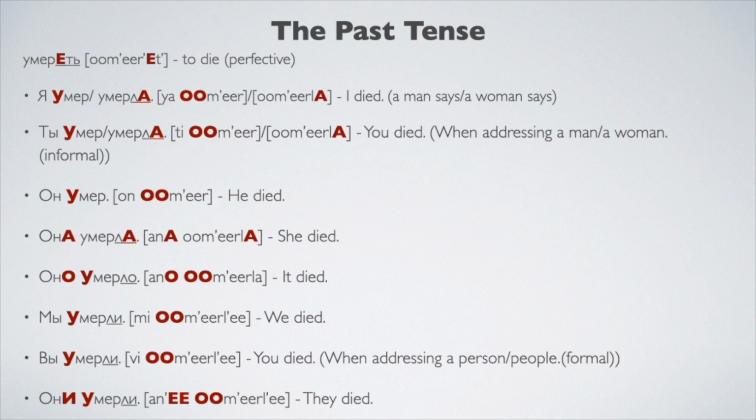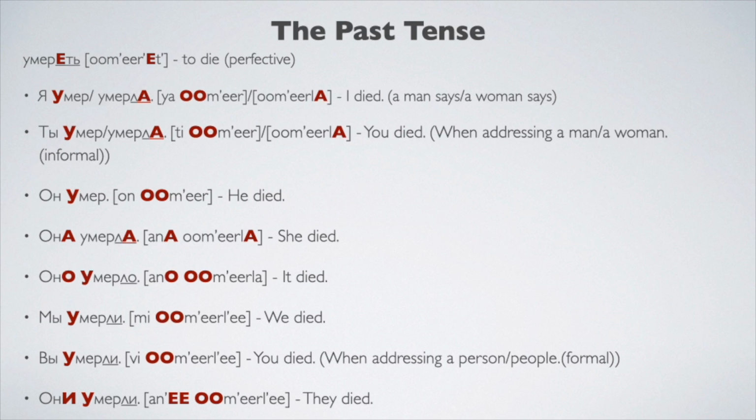Умереть is the infinitive form. It's a perfective verb. Я умер, if a man says it. Я умерла, if a woman says it. Ты умер, when we address a man. Ты умерла, when we address a woman, informal. Он умер. Она умерла. Оно умерло. Мы умерли. Вы умерли. When we address a person or people, formal. Они умерли.